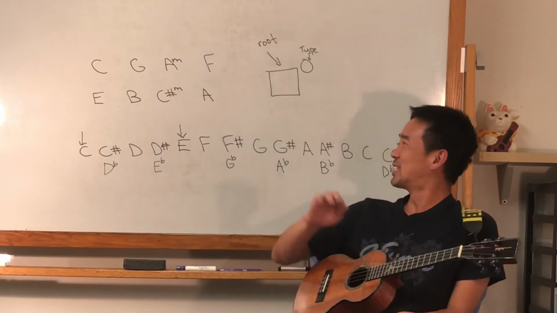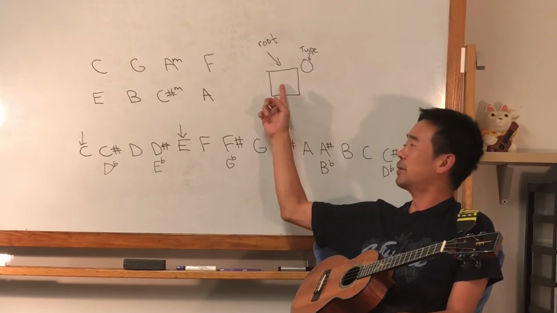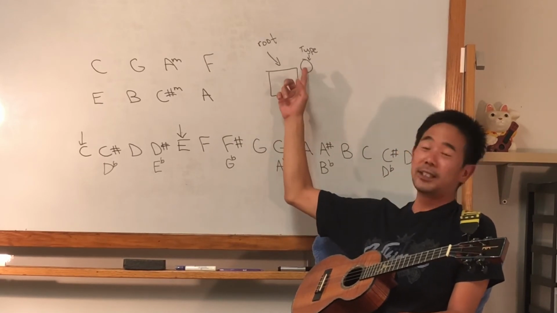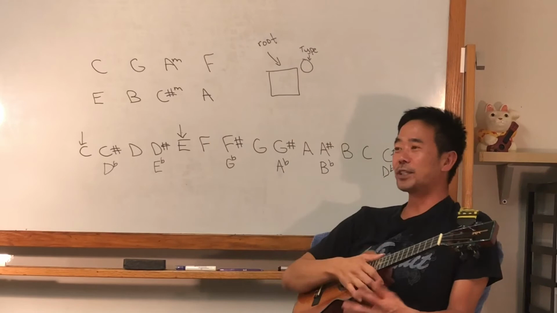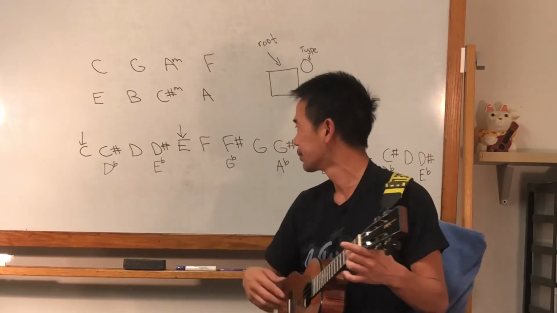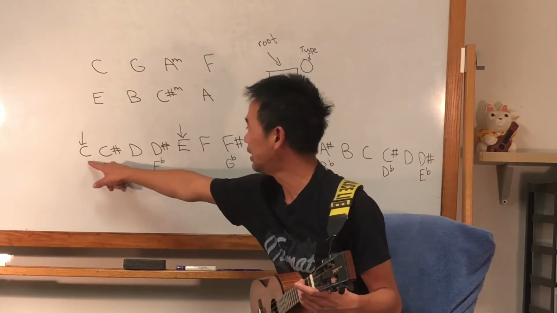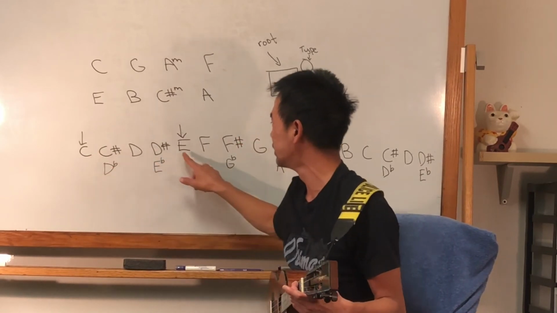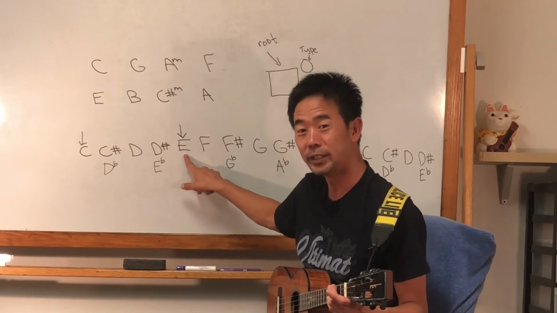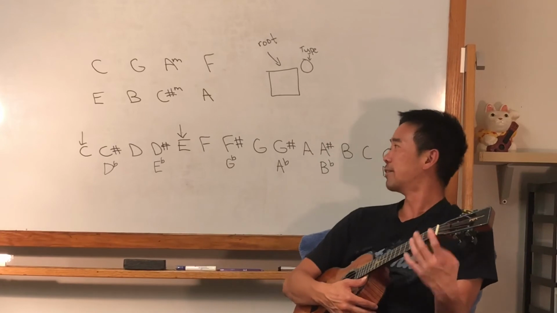So this is transposing, and one more time, just remember the root. We only change the root, we never change the type of chord. So if the song asks for, let's say, a C major 7 chord, and you want to go up to E, the C major 7 chord will turn into an E major 7 chord. The type will never change.